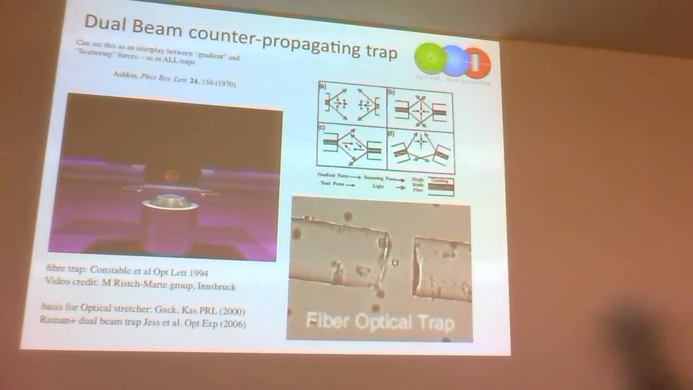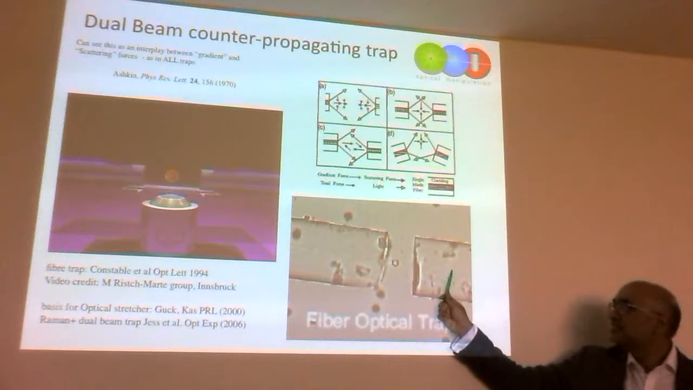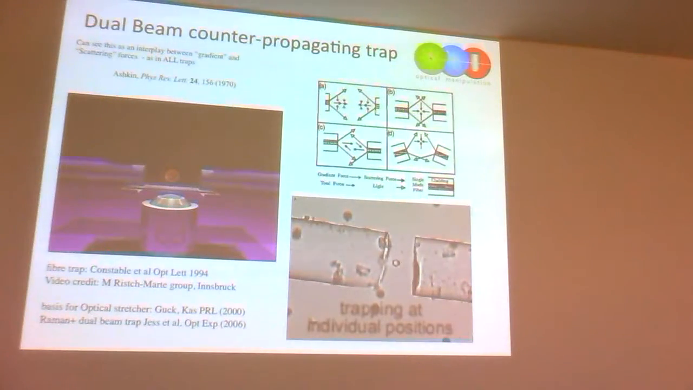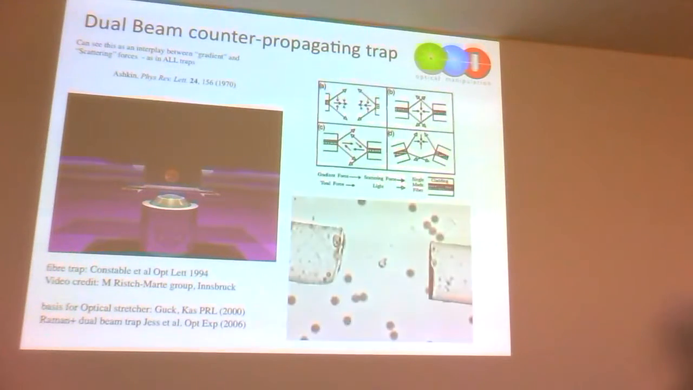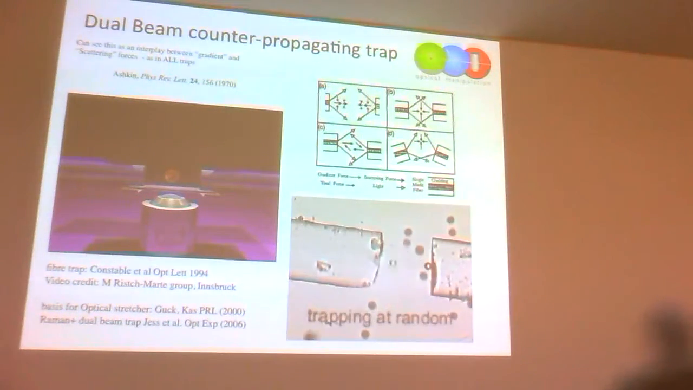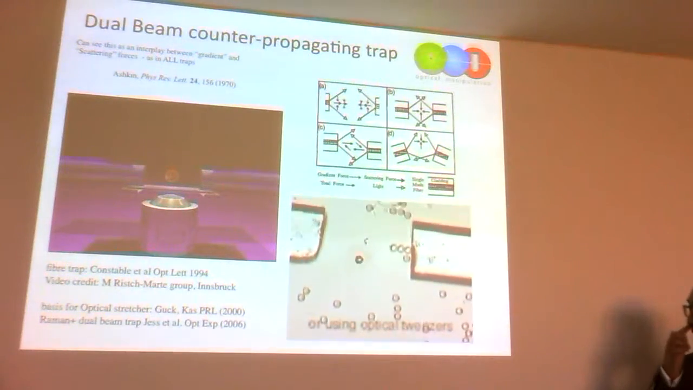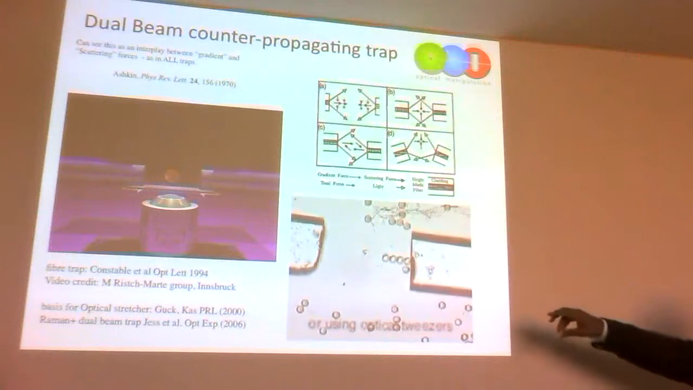So you can see two single mode fibers, see the core here, about 125 microns, and a little object in the middle. There it is. So that's a video from Monica Rich-Marder's group, for example. You go back, the first paper in this was 94, in fact, by Constable, that's Mara Prentice's group at Harvard. And you can move it. Now, how are they moving the object between the fibers? It's rather like just reducing the power level in each fiber. It's really simple. And you can play games, and this is using another beam.